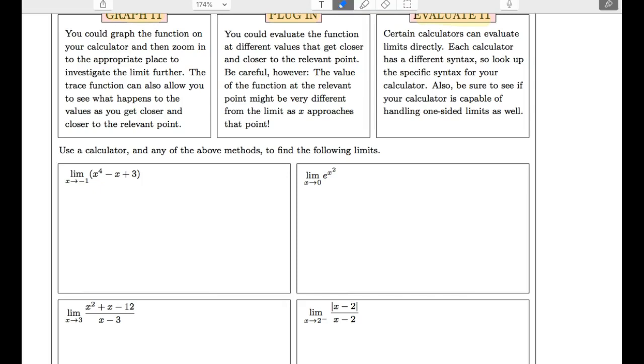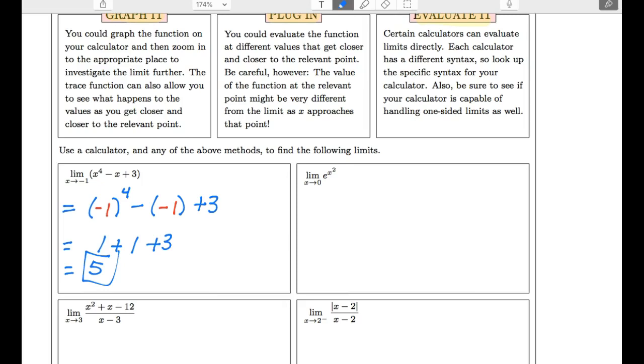The first one here: the limit as x approaches -1 of x to the 4th minus x plus 3. That is a polynomial, so I could actually just plug in. Wherever I see x, I'm going to replace it with the value -1. So this simplifies to 1 plus 1 plus 3, which is 5. So the limit of that first one as x approaches -1 is 5. That is a plug-it-in method.